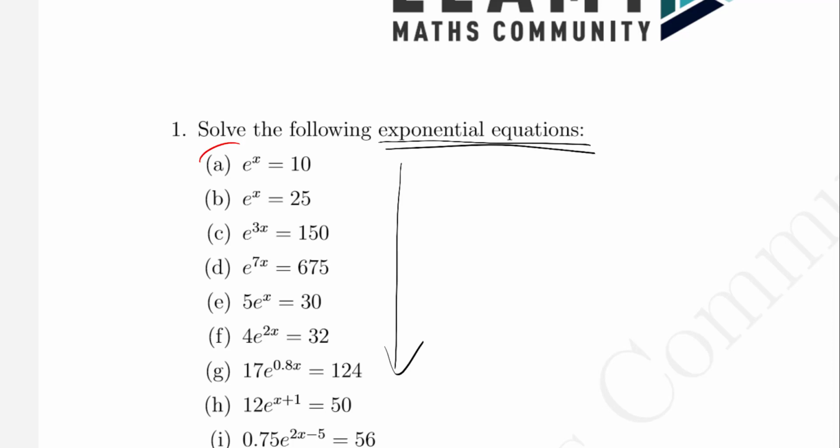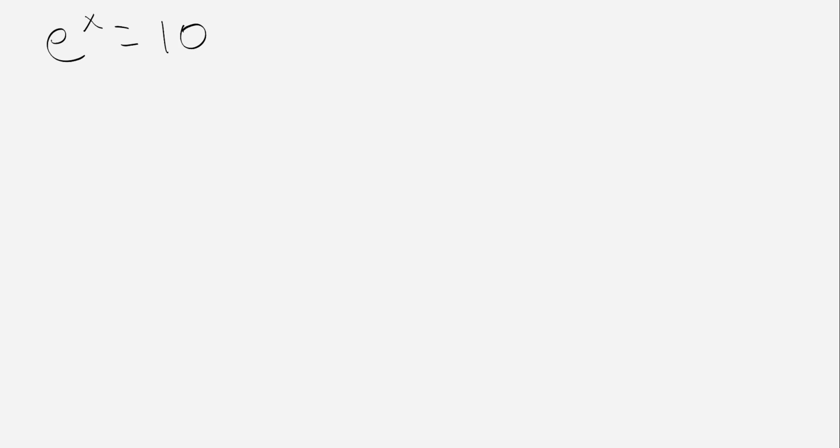So let's start off with a straightforward example. We look at the very first one here. e to the power of x equals 10, and we want to solve for x. So how am I going to solve this? Well, we're trying to solve for a power, so we're going to use logs. And in this case, we're going to use the natural log. By the natural log, I mean log to the base e. That is our natural log, log to the base e.